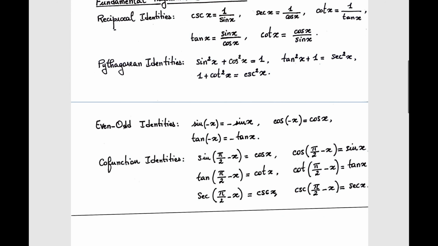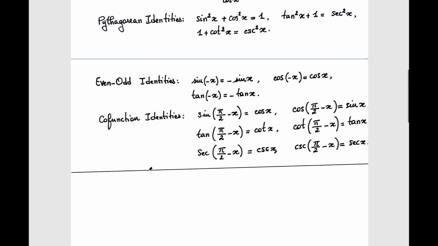We also developed even-odd identities. We realized that sine is an odd function, so sine of negative x is minus sine x. Cosine is an even function, so cosine of negative x is cosine of x. And tangent is an odd function, so tangent of negative x is equal to negative tangent x. Everything mentioned so far is for real numbers. No matter what x is, as long as it's a real number, it works, provided both sides are meaningful. For example, these two are the same as long as cosine of x is not 0. But as long as both sides are meaningful, they are equal.